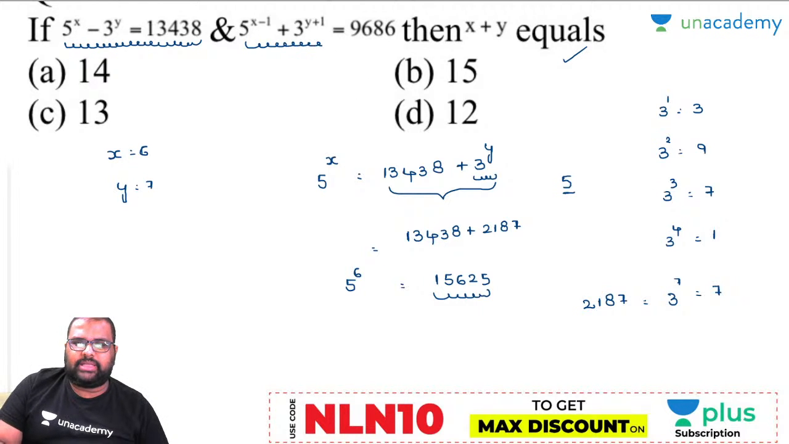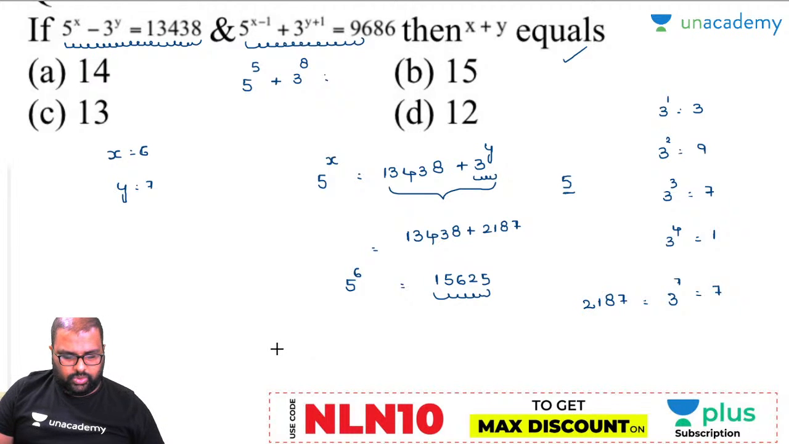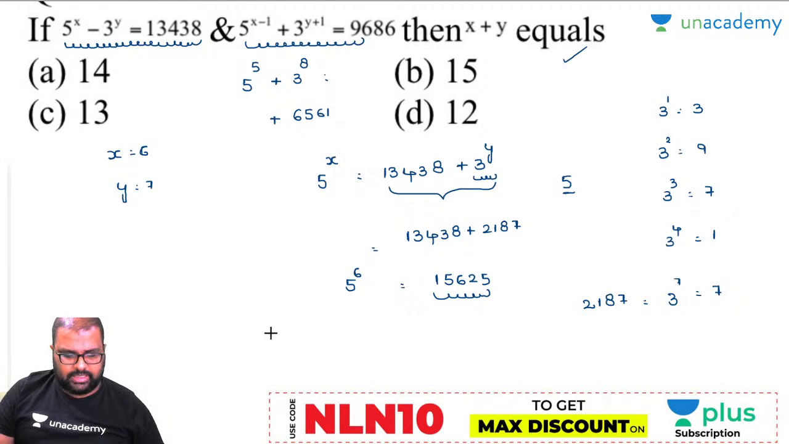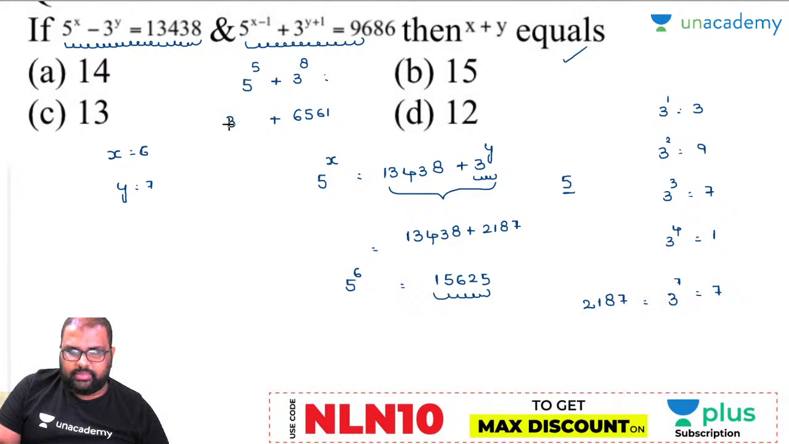5 to the power of x minus 1 is nothing but 5 to the power of 5. 3 to the power of y plus 1 is nothing but 3 to the power of 8. Now, you already know 2187 is 3 to the power of 7. Into 3 it is 6561. So this is 6561 plus, what is 5 to the power of 5? Can anybody say? 625 into 5, 3125. Now see, your answer is right. Your last digit is matching there.